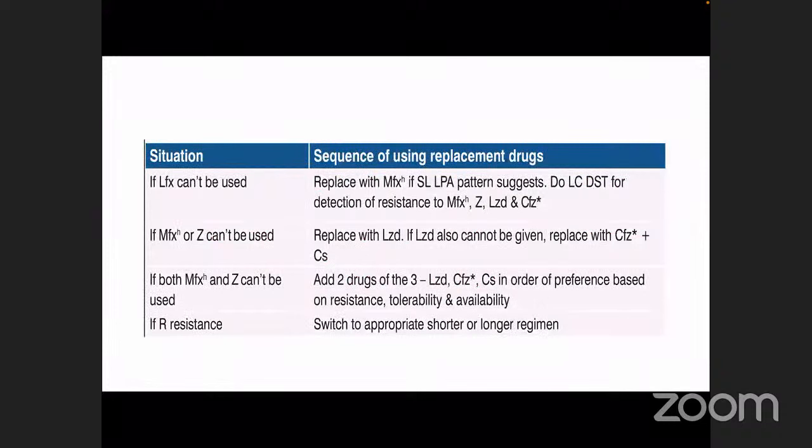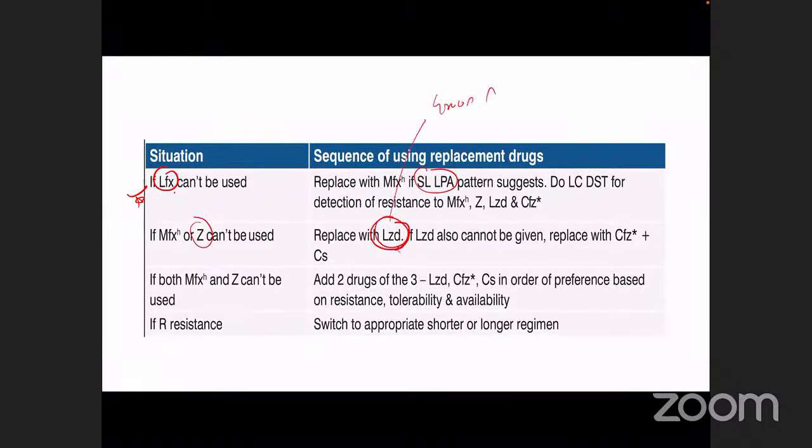Now, this is the modification. Say, for example, if levofloxacin cannot be used, it may be because of resistance, where levofloxacin is resistant but moxifloxacin is sensitive based on the second line LPA. In that case, obviously you can replace levofloxacin with moxifloxacin. Say, for example, if pyrazinamide cannot be used due to resistance or intolerable side effects or whatever the reason, you have to replace it with linezolid. This is very important, because it is a group A agent. I just told you to always prefer the group A agent, then group B, and then group C.